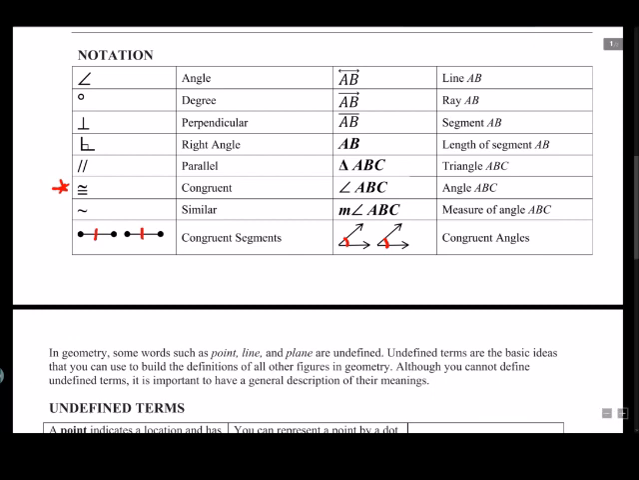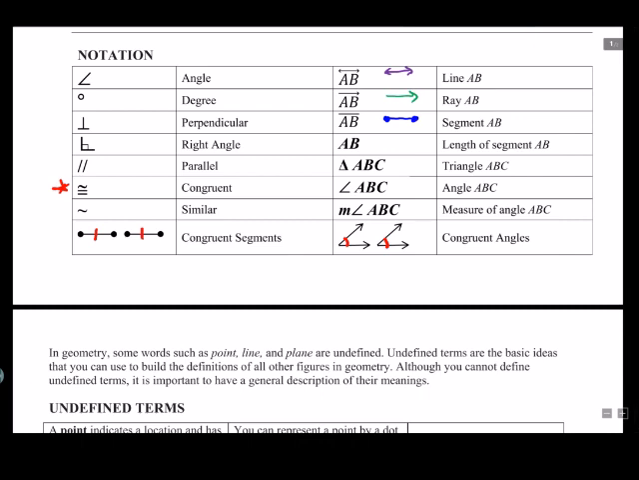When we are talking about figures, we have, for example here, line AB. Notice that it has a little line above it, 2 arrows on it because it's a line. Ray AB, 1 arrow on it because it's a ray. Segment AB, no arrows because it's a segment. We have, I'm skipping one here, triangle ABC, angle ABC. These are all talking about figures.